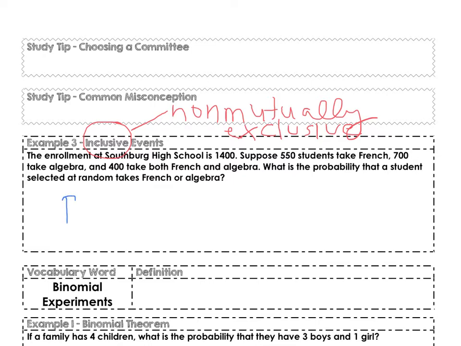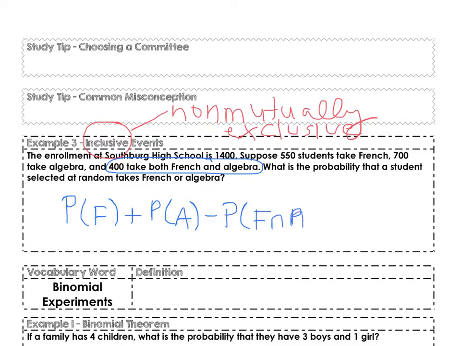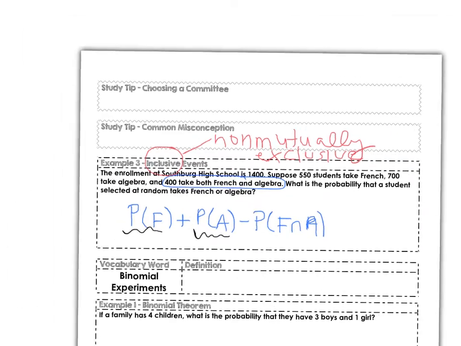So we first are going to have to recognize that's going to be the probability of French plus the probability of algebra. And in this scenario, because something can happen at both times, we have 400 kids who take both classes, we have to subtract them. The reason we have to do this is because, let's say I have little Timmy. Let's say Timmy is counted in the French group and the algebra group. That means he was counted twice, but he's only one person, so he should only be counted once.